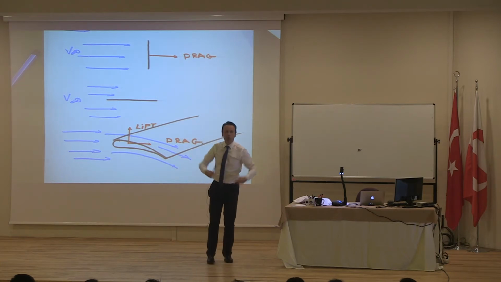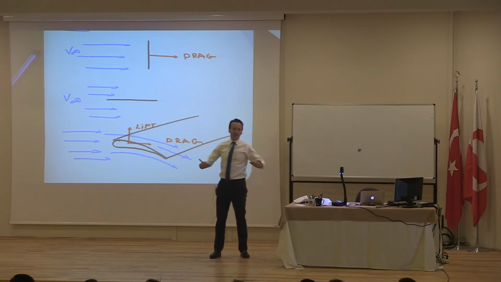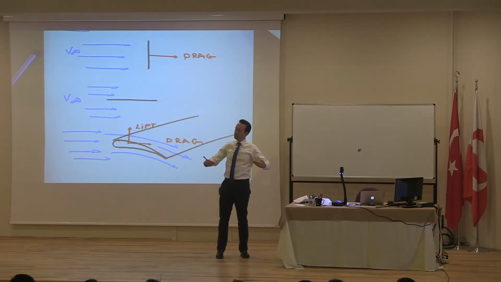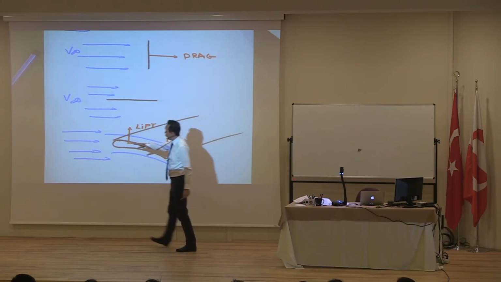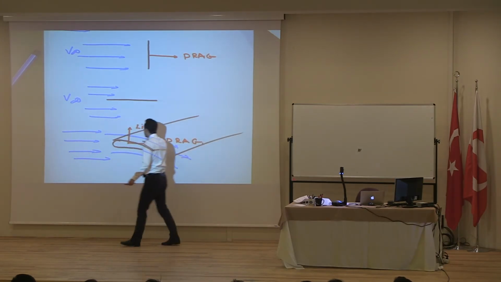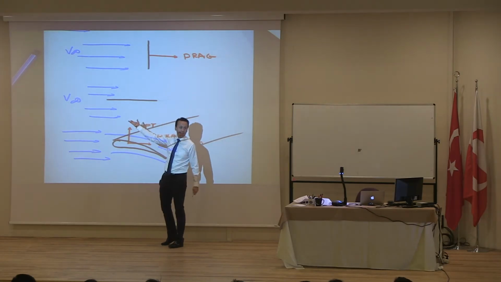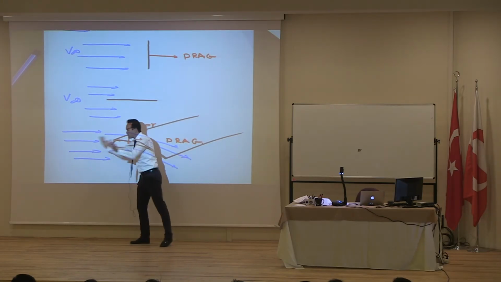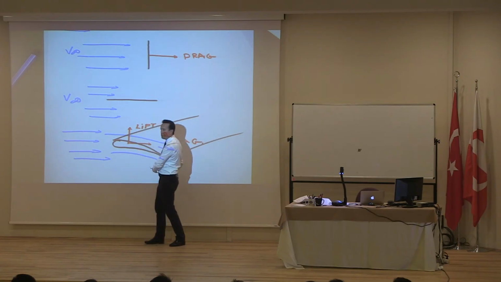We need engines to overcome the drag, right? So if I have engines, if I overcome the drag and I push myself forward, only then I will have V infinity. And because of that V infinity, I will go down and I will create lift. So without this air, I have nothing to push downwards, and therefore I will not go up.